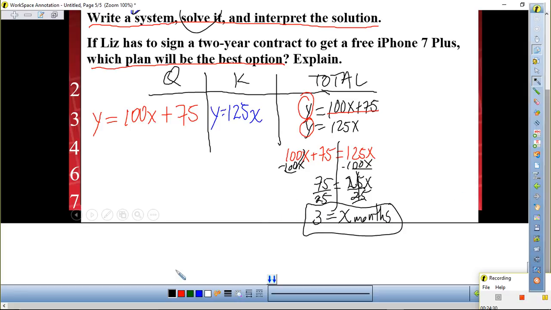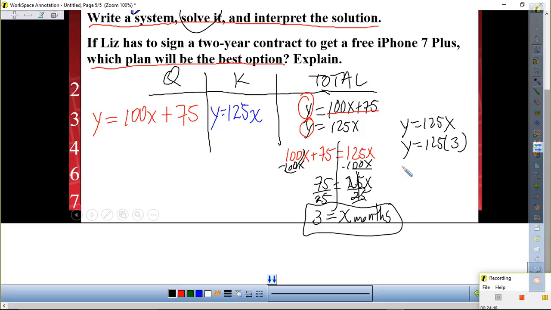What's our next step, everyone? Substitute into one of the 2, right? Since we started with the first one, let's go to the second one. So y equals 125x. Instead of x, we write what? 125 times 3. Y equals 3 times 5, that's 15, 6, 7, that's 3, that's 375. And what does the Y represent? The total cost? Cost, or just put money sign?